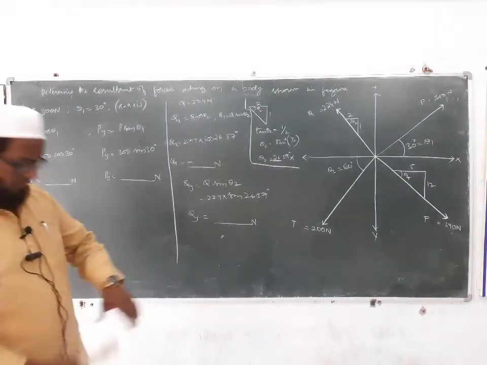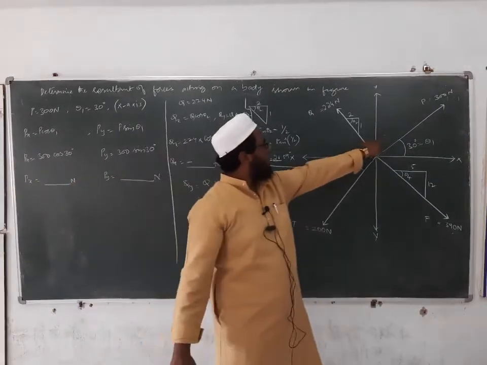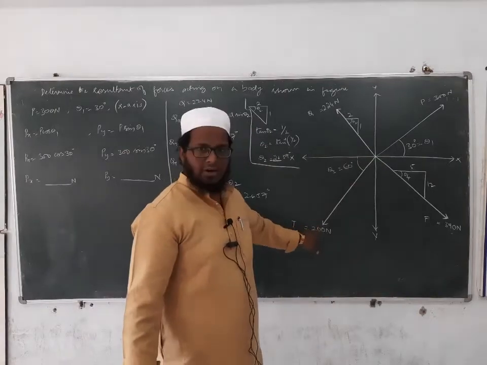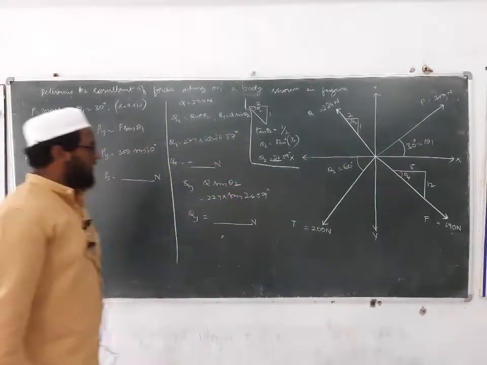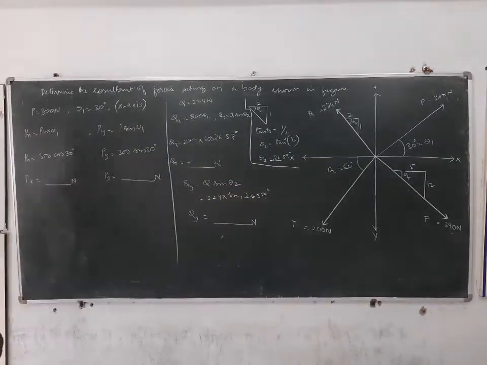So Q, we have completed how many forces? P and Q. Now we will move for T, isn't it? You can copy down this one. Values you write down, you can calculate, okay?